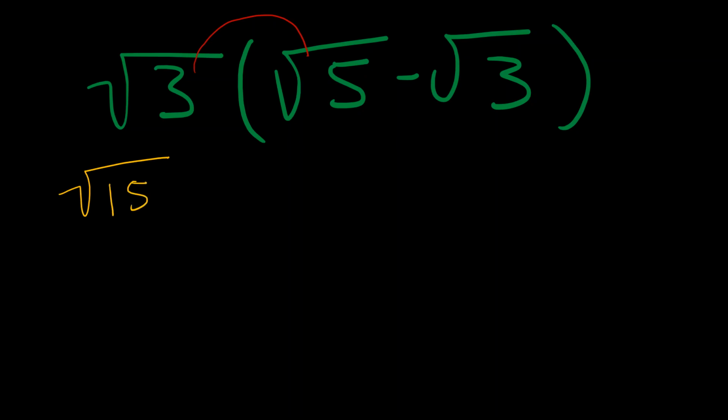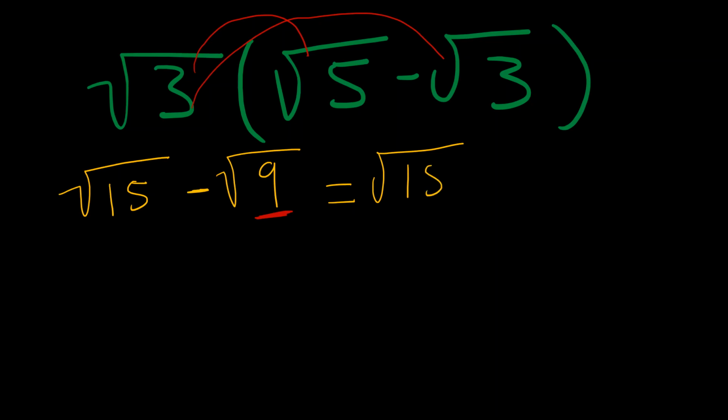And then I have to multiply the square root of 3 times the square root of negative 3. So a positive and a negative is going to give us a negative, right? 3 and 3 makes 9, so I have the square root of 9. Now, are we done yet? No, we're not, right? Because the square root of 9 is a perfect square. So in other words, I can rewrite this equation as the square root of 15 minus 3. And that will be the final answer.